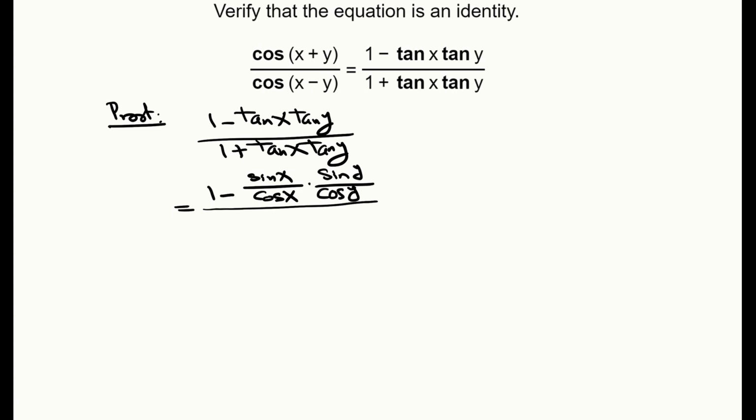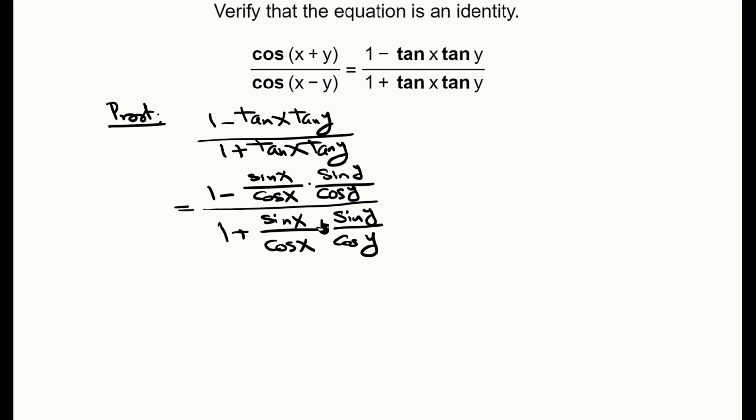And we'll do the same downstairs. So 1 plus sine x over cosine x times sine y over cosine y. So of course, another one of those things we've noticed with identities is if something is already combined, break it up. If it's not combined, go ahead and combine it. So let's go ahead and try that.